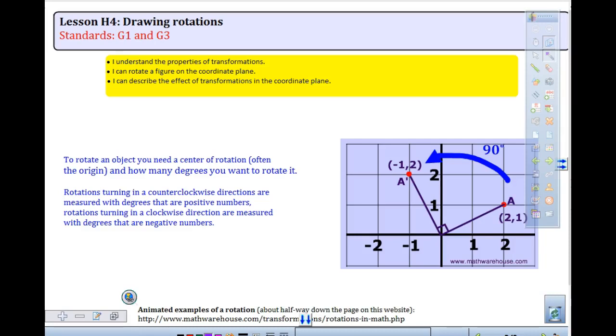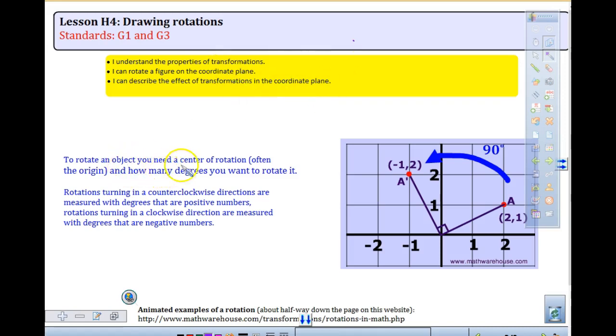Lesson H4, drawing rotations. Understanding the properties of transformations, I can rotate a figure on the coordinate plane. We're going to keep working like we have in the last few days, but now we're going to be working with rotations and describing the effect of the transformation.